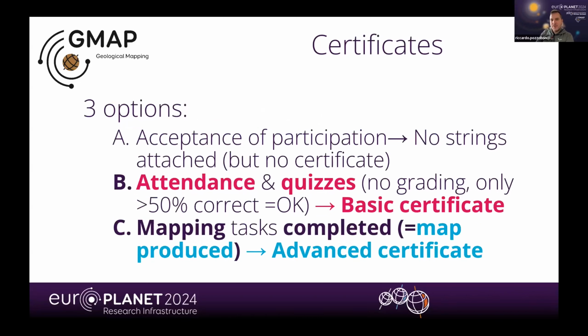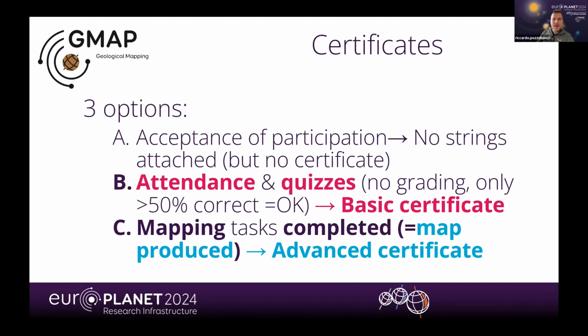Okay, certificates. Of course, you are using your time to follow the school, so this will be recognized. There are three types of certificates. One is the acceptance of participation. So you booked for the school, and we acknowledge, and you will get an acceptance of participation, being allowed to follow the school, but no certificate, of course. Certificate of attendance. There will be a small quiz. We do not evaluate the quiz, no grading. If you answer half of the questions correctly, meaning that you have followed actively the school, you have listened to what we are saying, you will get the basic certificate.